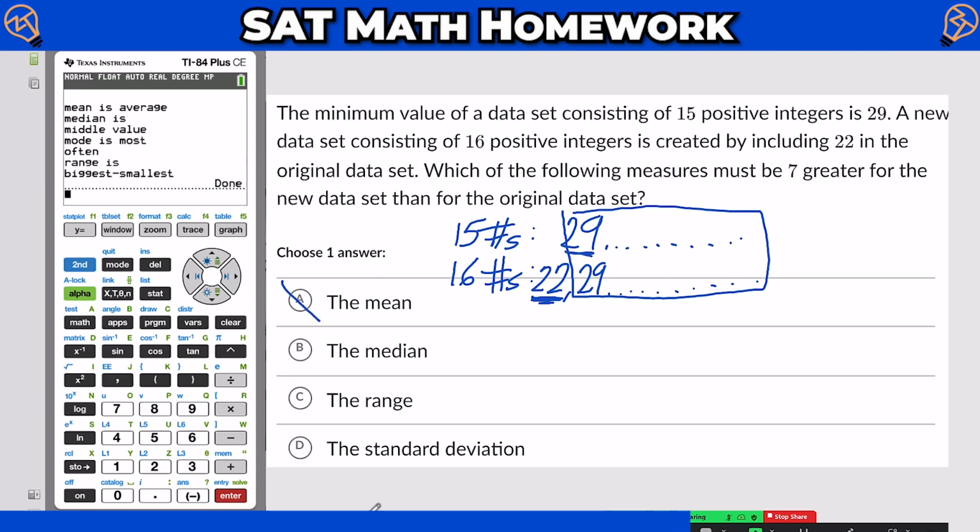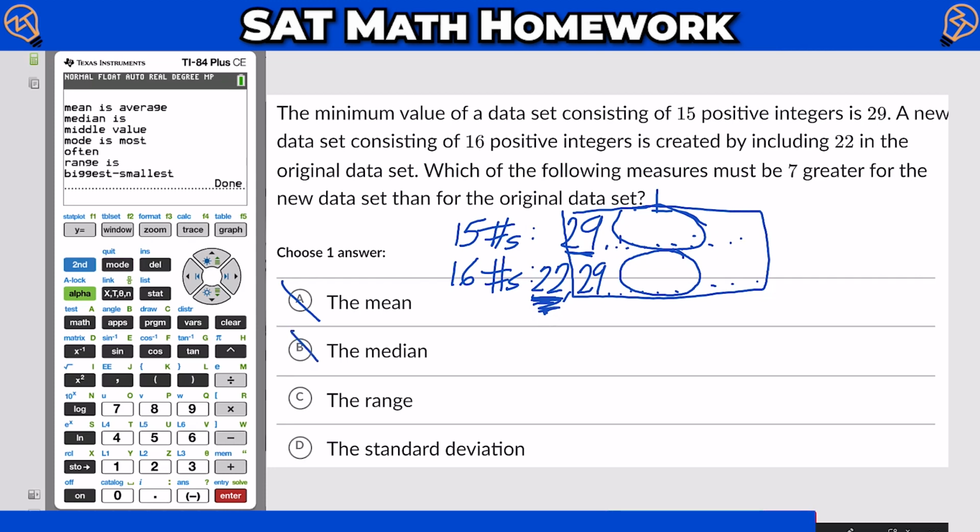The median is the middle value. Similarly, we don't know what's going on in here. We don't know what these numbers are. They could be really large. They could be a little bit smaller. We know they're larger than 29, but we don't know anything else about them. So we can't really speculate whether the median is going to increase by exactly 7 just because we introduced this number that is 7 less than the previous minimum.